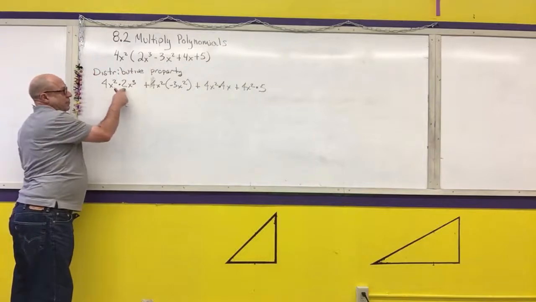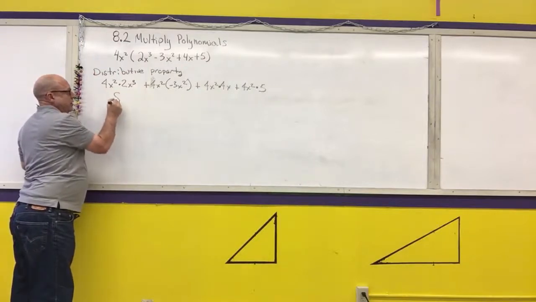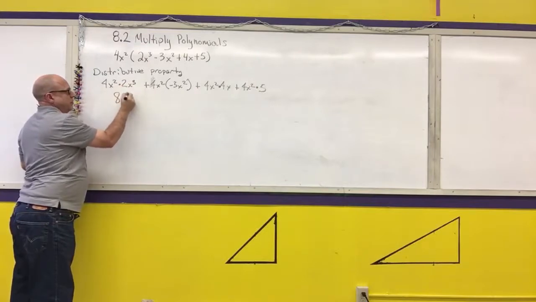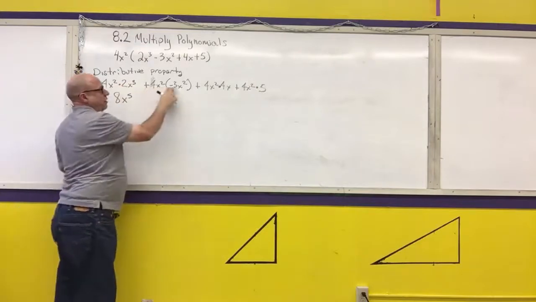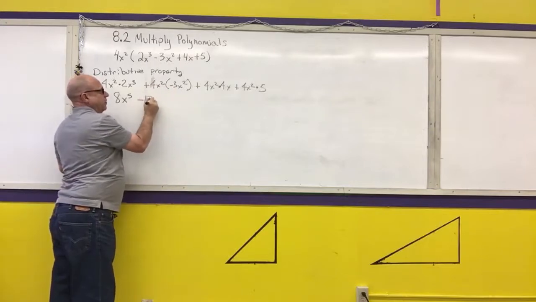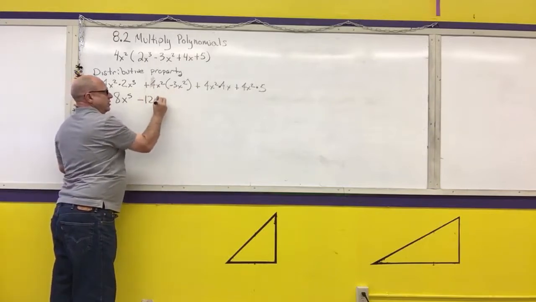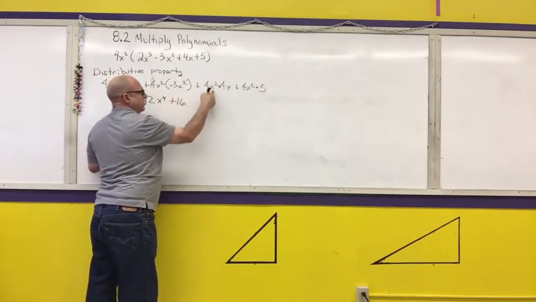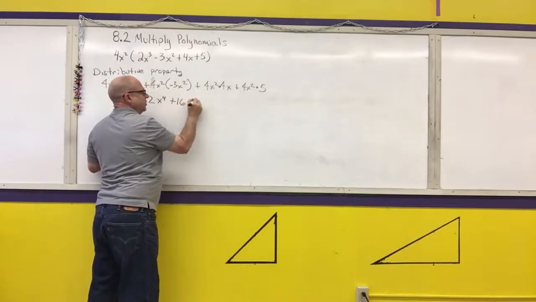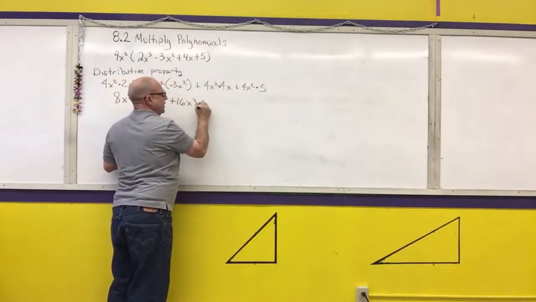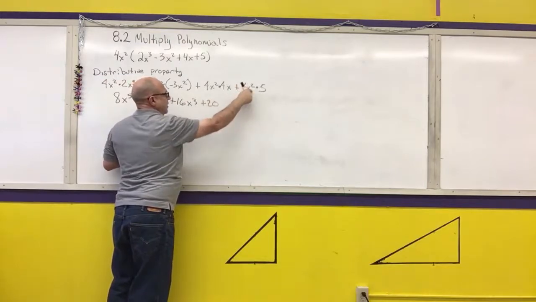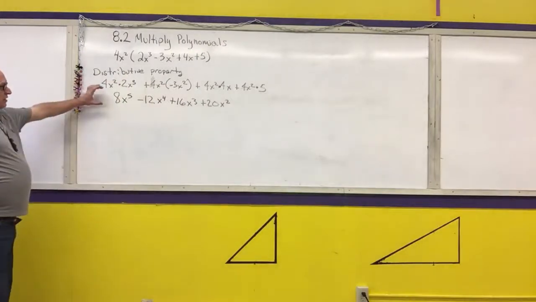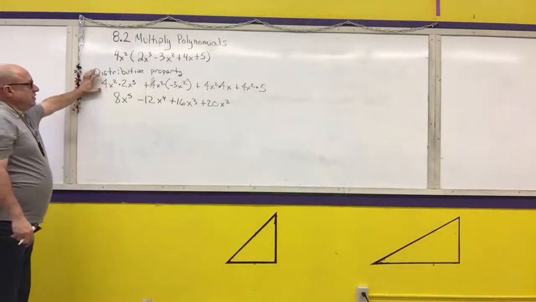Then I multiply number times number. 4 times 2 is 8. Then the variable times the variable. X squared times x cubed is x to the 5th. 4 times negative 3 is negative 12. X squared times x squared is x to the 4th. 4 times 4 is 16. X squared times x is x cubed. 4 times 5 is 20. And then just the x squared. So this is the final answer. This is the intermediate work step.